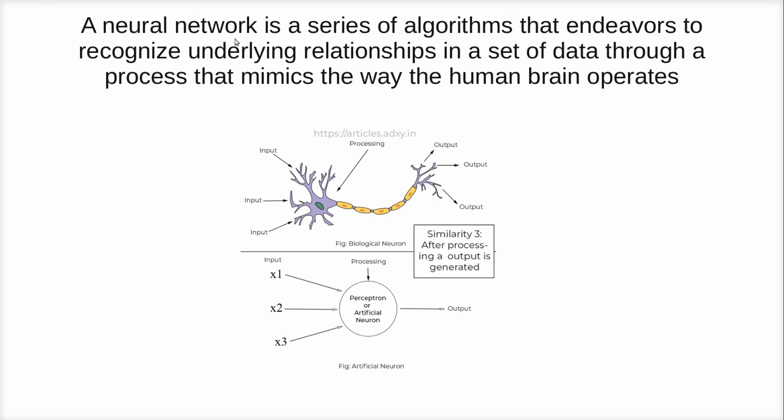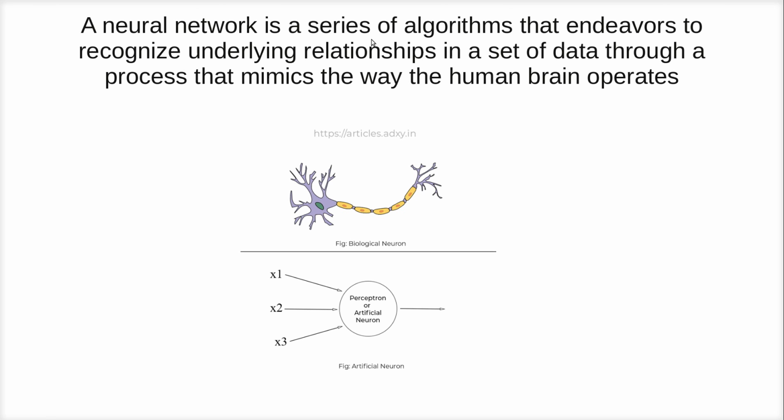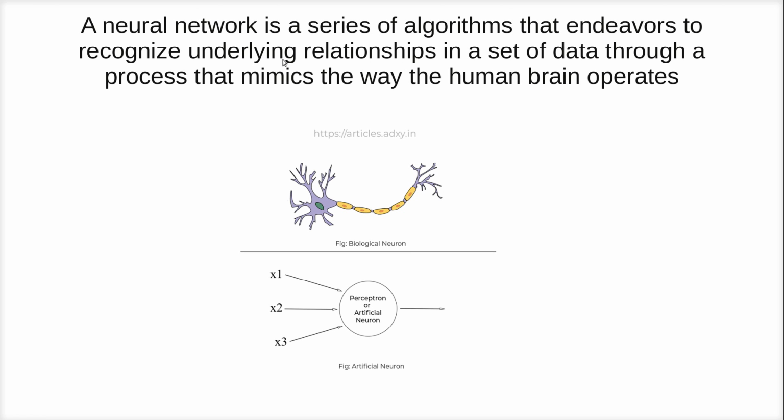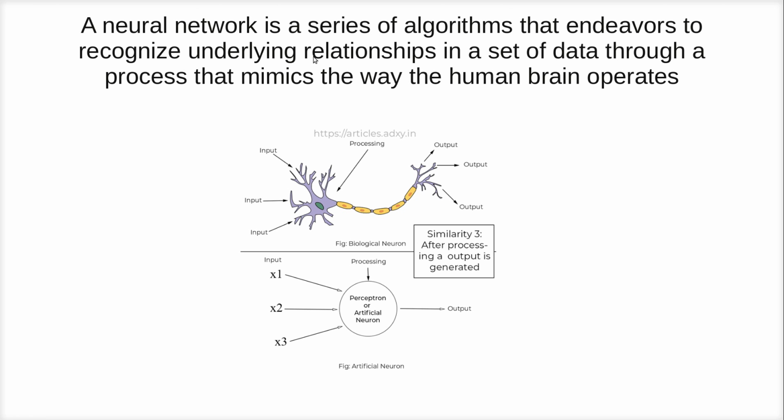So what is a neural network? It is nothing but a series of algorithms. So what does it do? That endeavors to recognize underlying relationships. So what is it used for? To recognize the underlying relationships. So where do we recognize the relationships? In a given set of data. Through a process. How do we do that? Through a process that mimics the way the human brain operates.